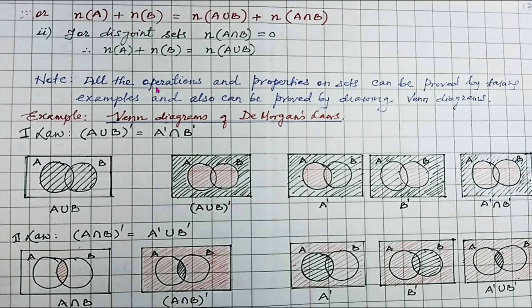We'll be learning about this when we take examples on sets as a separate study. Okay, remember that. Now here I have purposely taken Venn diagrams of De Morgan's laws. Let us see how we can apply the Venn diagram for De Morgan's laws.